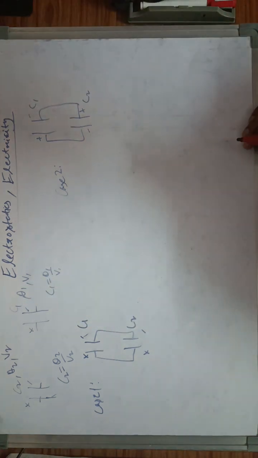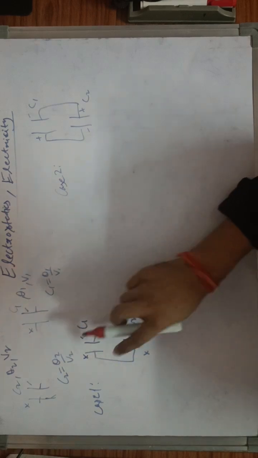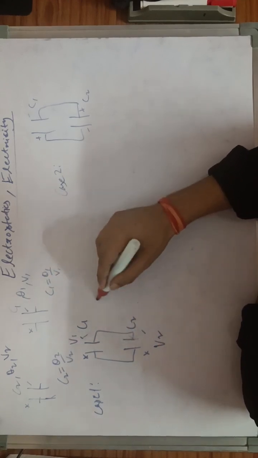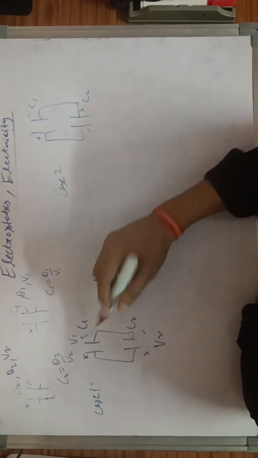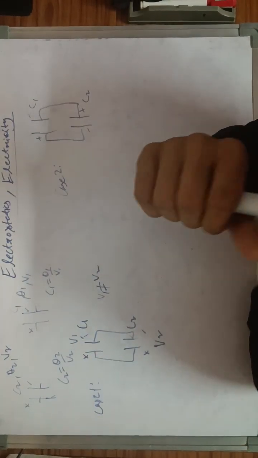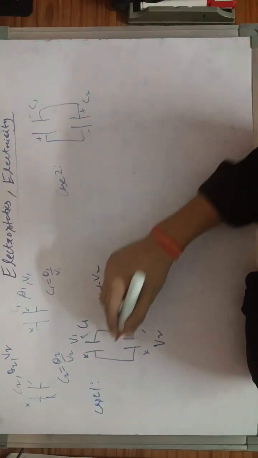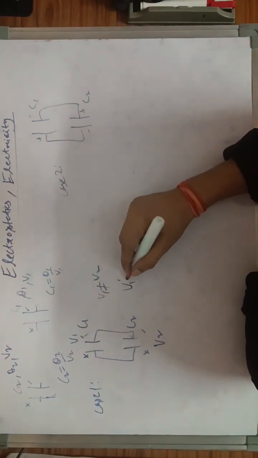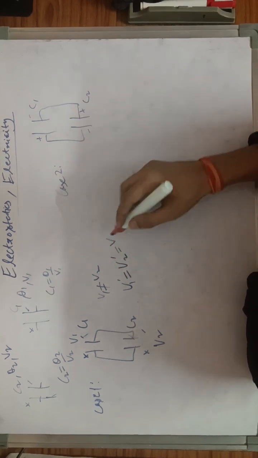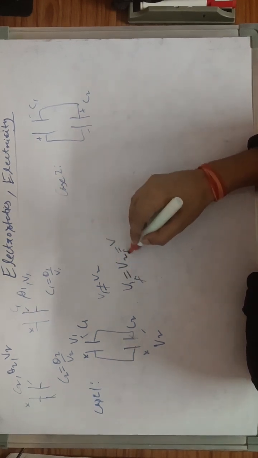Now what happens in case 1 if there is some potential difference across it, V1 and V2? If V1 is unequal to V2, a charge would start flowing from one capacitor to the other, and this current will flow until the potential on this plate V1 dash becomes equal to V2 dash. Let's call these final potentials V1 final and V2 final.